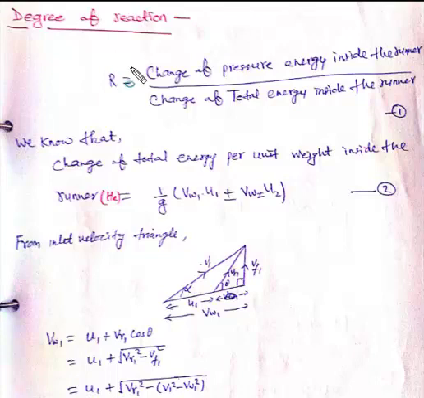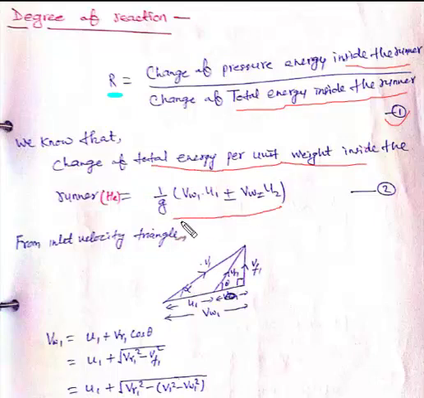Here degree of reaction R is defined as the change of pressure energy inside the runner to the change of total energy inside the runner. This ratio is known as the degree of reaction. This is equation number 1. We know that the change of total energy per unit weight inside the runner is equal to 1 upon g in bracket Vw1 into U1 plus minus Vw2 into U2. This is equation number 2.